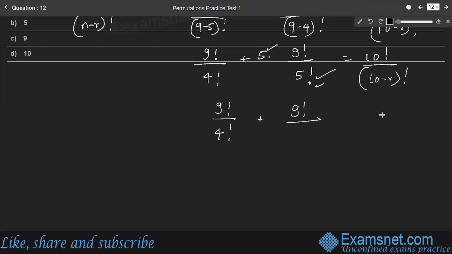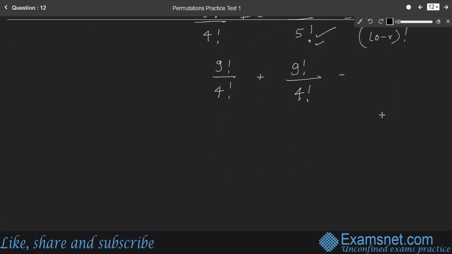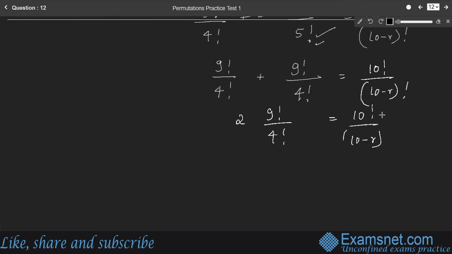So in the 5 factorial, the denominator becomes 4 factorial, which is equal to factorial 10 divided by 10 minus r factorial, right? So 2 times 9 factorial by 4 factorial, or here itself you can simplify. So 4 factorial is equal to factorial 10 by 10 minus r factorial.